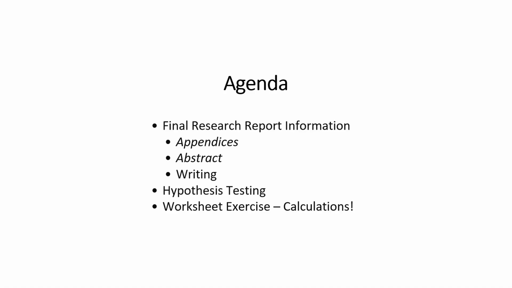So what are we going to be doing today? We're going to be looking at research report information. We're going to be looking at the appendices section, describing the abstract, what we need from you for the abstract section, and talking a little bit about writing as well. And then we'll move on to hypothesis testing.